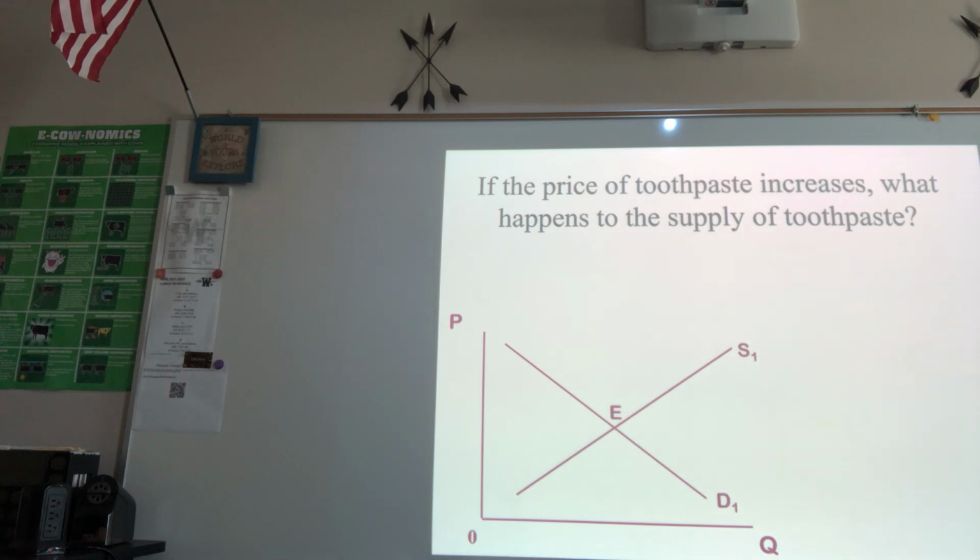Okay, so if the price of toothpaste increases, what happens to the supply of toothpaste?